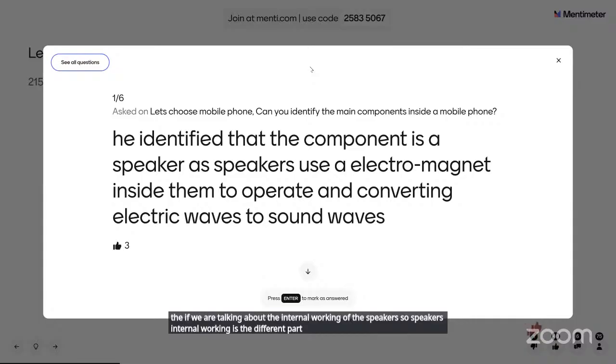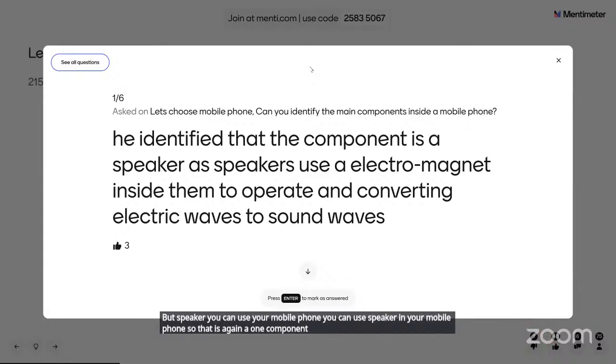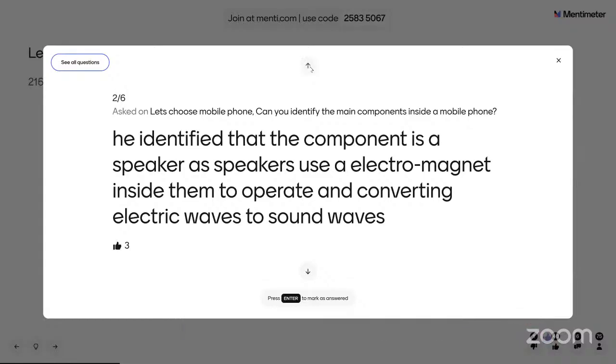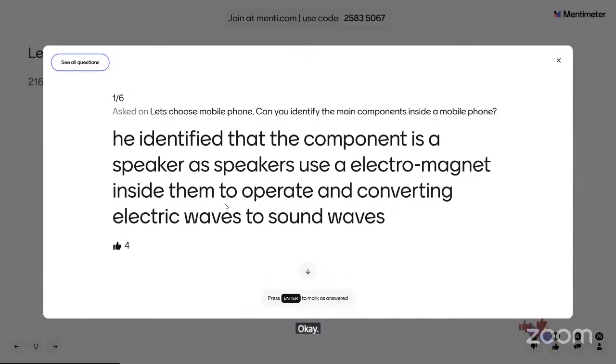But speaker, you can use your mobile phone, you can use a speaker in your mobile phone, so that is again one component. Speaker is one component of your mobile phone.